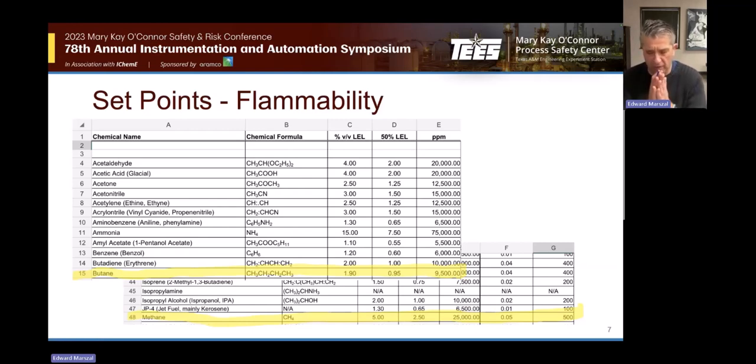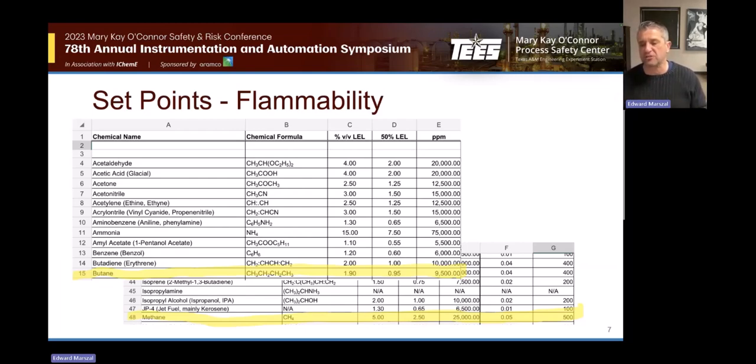So even before we talk about how the detector responds, look at the difference between methane and butane. For methane, 50% of LFL is 25,000 parts per million. But for butane, 50% of LFL is 9,500 parts per million. So right out of the gate, if you're calibrating based on percent of LEL or percent of LFL, that's an actual different concentration when you start looking at parts per million.